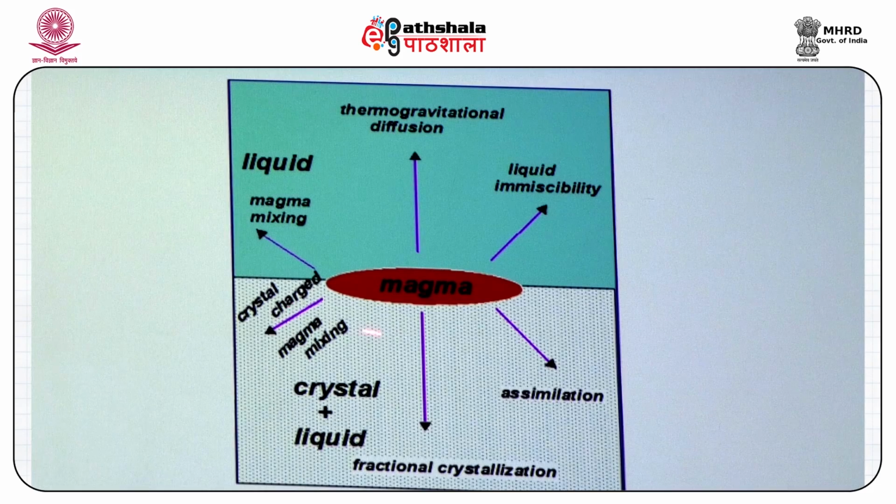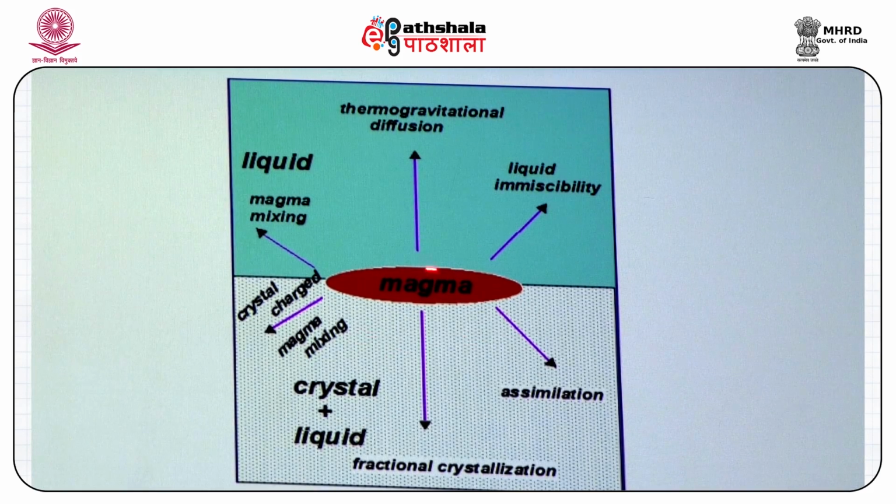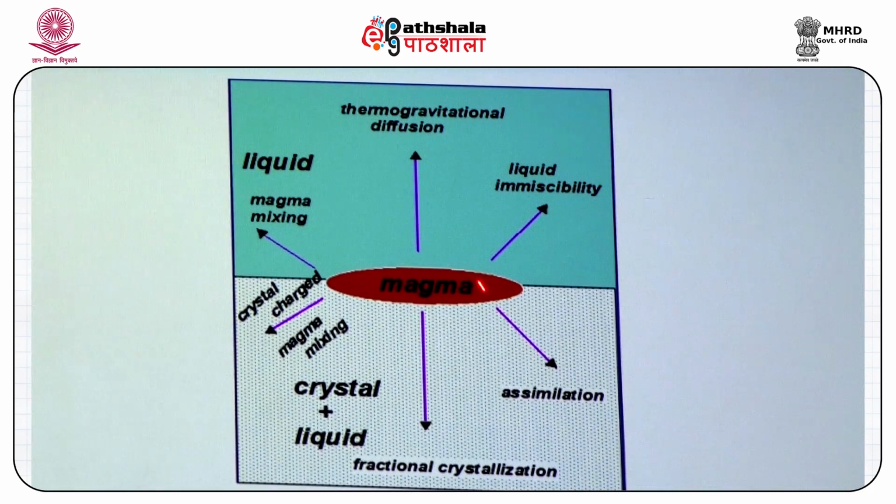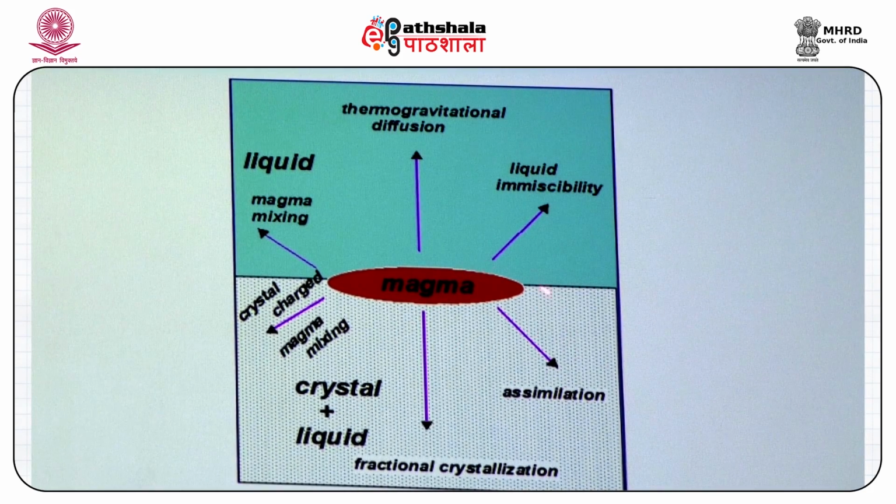So what happens is, when the magma is emplaced, it is going to interact with the surrounding material. See here, you will have the country rock, so it will interact with the country rock and change its composition.